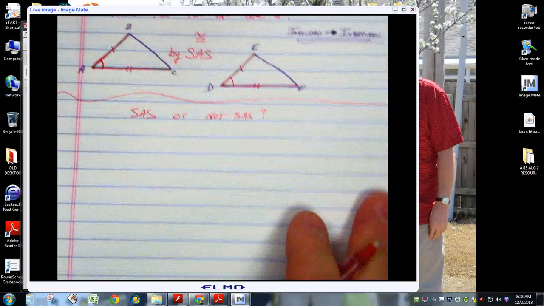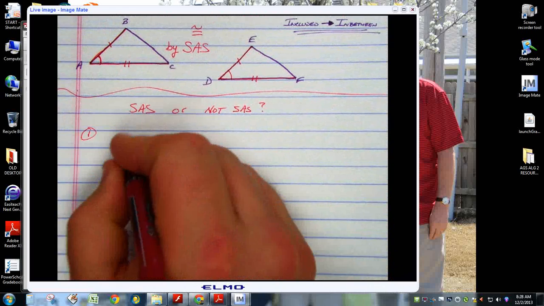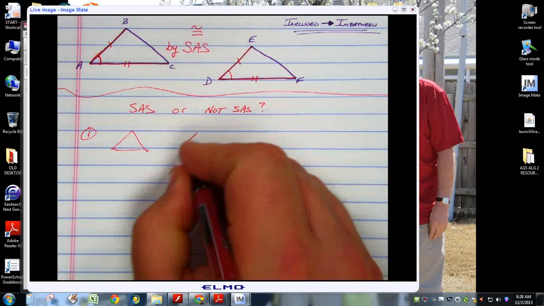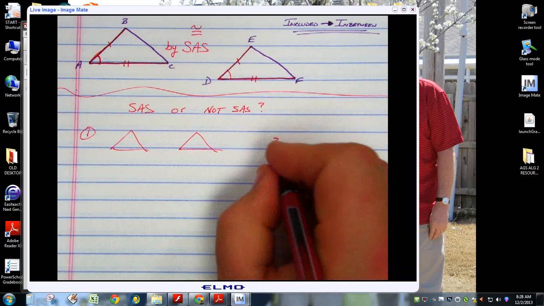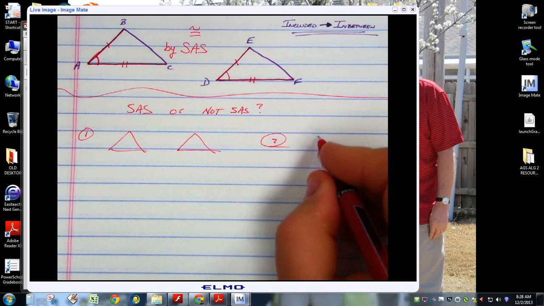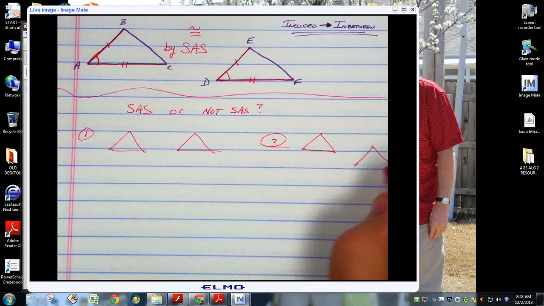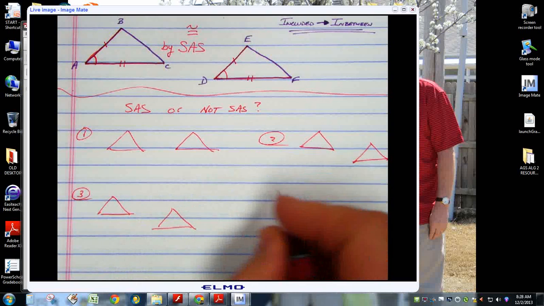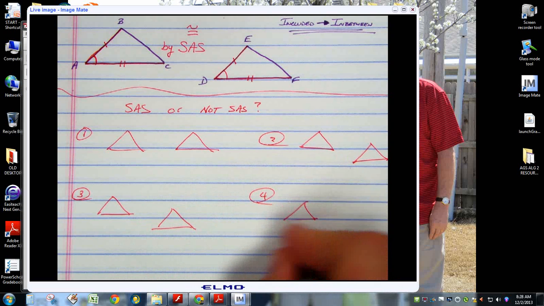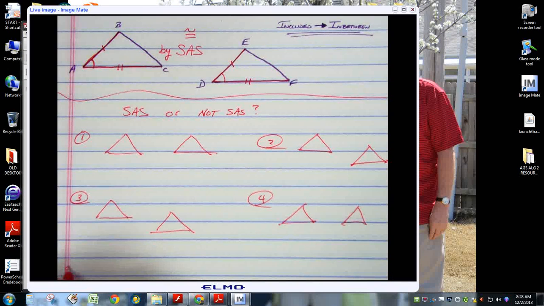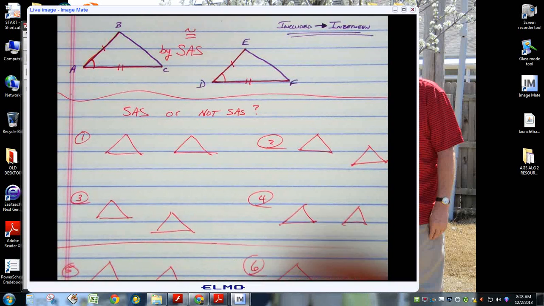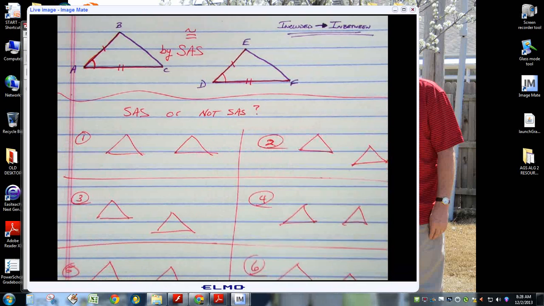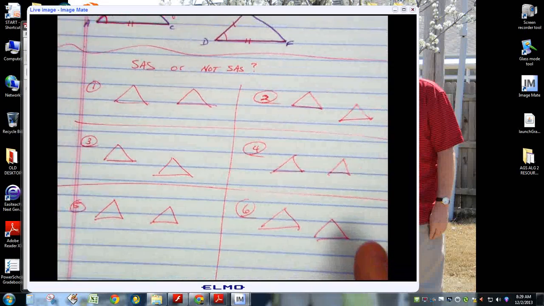So we're going to do some examples. Side angle side or not side angle side? And you guys don't have to write this down. You can look at it online, so we can do this fast. I am going to draw a bunch of different triangles, and I want you to tell me whether it's side angle side or not side angle side. And of course I haven't labeled anything yet, have I? So obviously none of them are side angle side yet, are they? Okay.